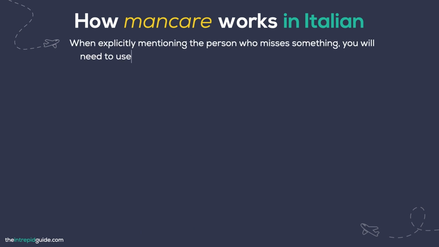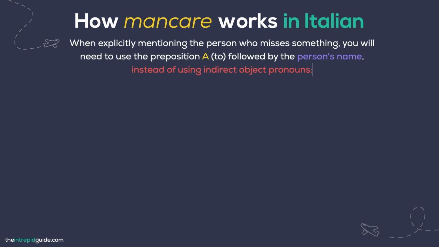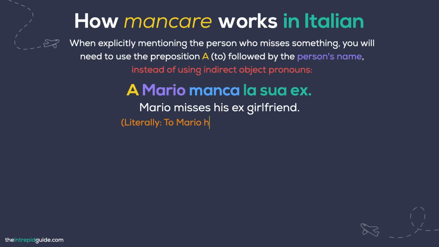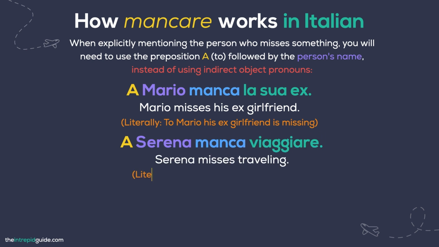Lastly, when explicitly mentioning the person who misses something, you will need to use the preposition a, meaning to, followed by the person's name, instead of using the indirect object pronouns. Take a look at these examples. A Mario manca la sua ex. Mario misses his ex-girlfriend. Literally, to Mario his ex-girlfriend is missing. A Serena manca viaggiare. Serena misses traveling. Literally, to Serena traveling is missing.